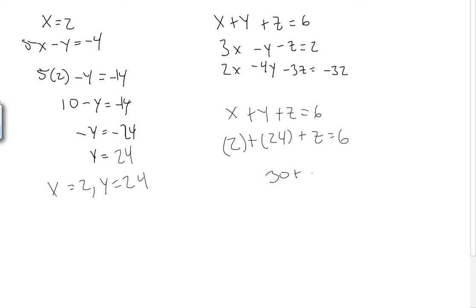So that 26 plus z equals 6. Oh man, I mean 26 plus z equals 6. So that when I subtract 26, z equals negative 20. All right, so then my answer is the ordered triple, 2, 24, negative 20, and I can check to make sure it works.